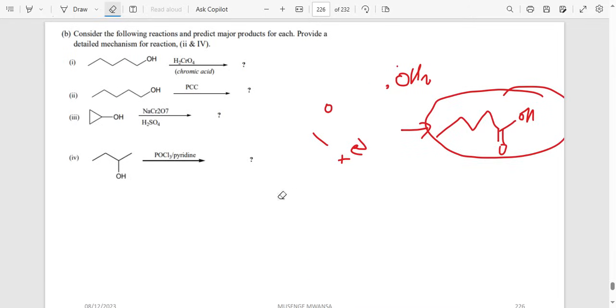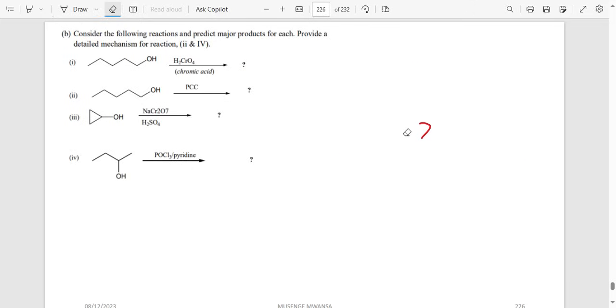Okay, for questions 2 and 4, we write the mechanism. So now we are using PCC. You can see they've just said PCC. This means you should be able to know the structure of PCC. PCC is like a mixture. In step 1, the mixture contains something just like chromic acid, with a double bond to oxygen, double bond to oxygen. The only difference is that you have a chlorine instead of two OHs.